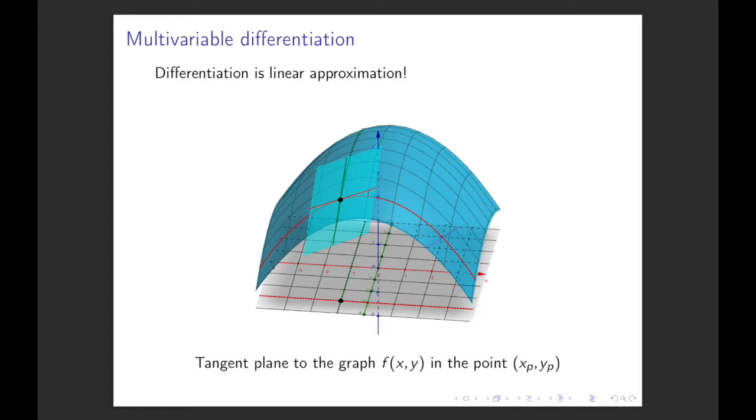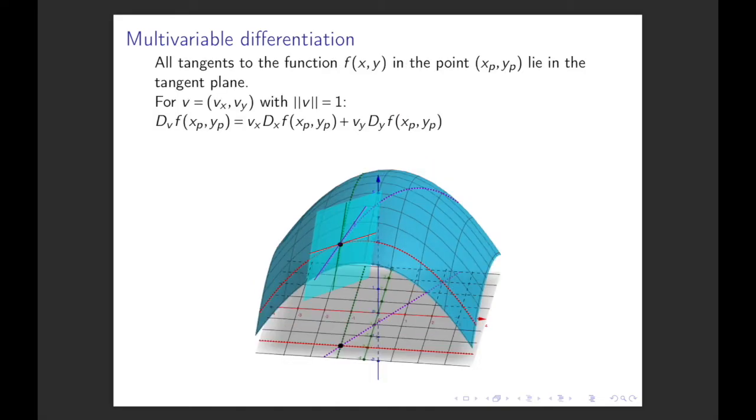To each f of x, y, we can attach such a tangent plane. Now the nice thing is that all tangents to the function in this point lie in this tangent plane. If you want to prove that, you have to use the description of directional derivatives by the parametrization, and then you use the chain rule to show that the tangent of any path on the surface that goes through the point f of x, y lies in the tangent plane. You can find this proof in the book, but let's rather see how a directional derivative relates to the partial derivative, and that is as follows.